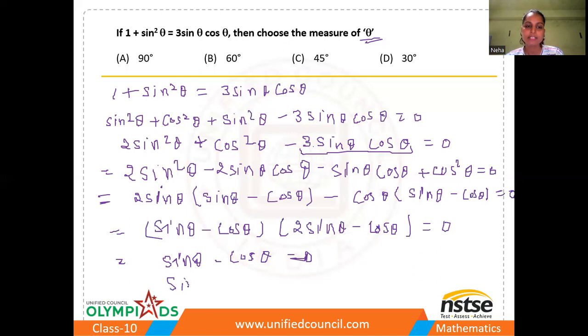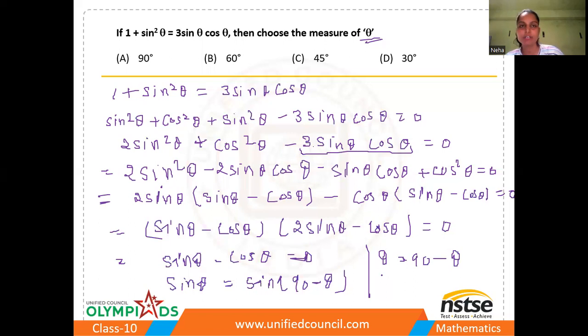So sin theta is equal to cos theta, or for cos theta I can write sin of 90 minus theta. Clear? So when I compare these two, it becomes theta is equal to 90 minus theta. That means 2 theta is equal to 90, so theta is equal to 45 degrees. So here the angle is equal to 45.